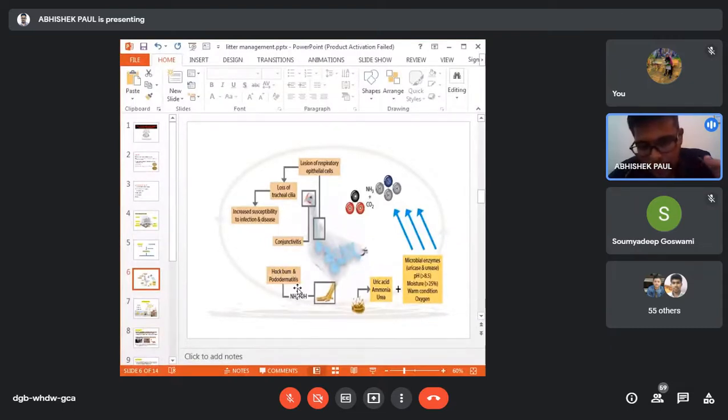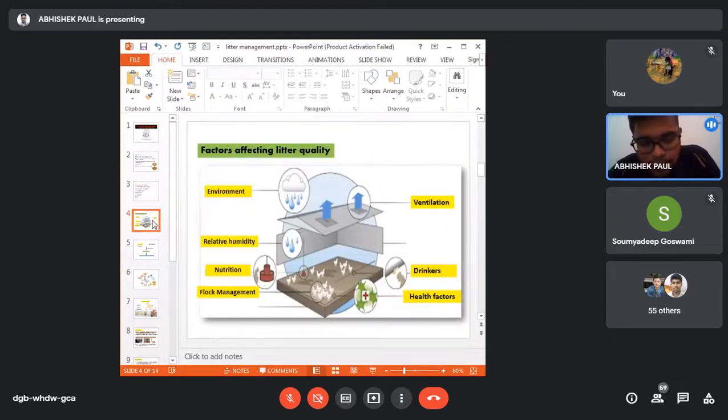So how is it happening? I hope now you can explain, isn't it? This ammonia, while being inhaled, will cause damage to the lining epithelium of the respiratory tract. In the respiratory tract, there is lining epithelium, and then cilia are there. If they are damaged, then the normal mechanism will not work. As a result, the pathogen will accumulate in the respiratory tract and cause respiratory diseases. Second one is conjunctivitis. Third one is leg problems.